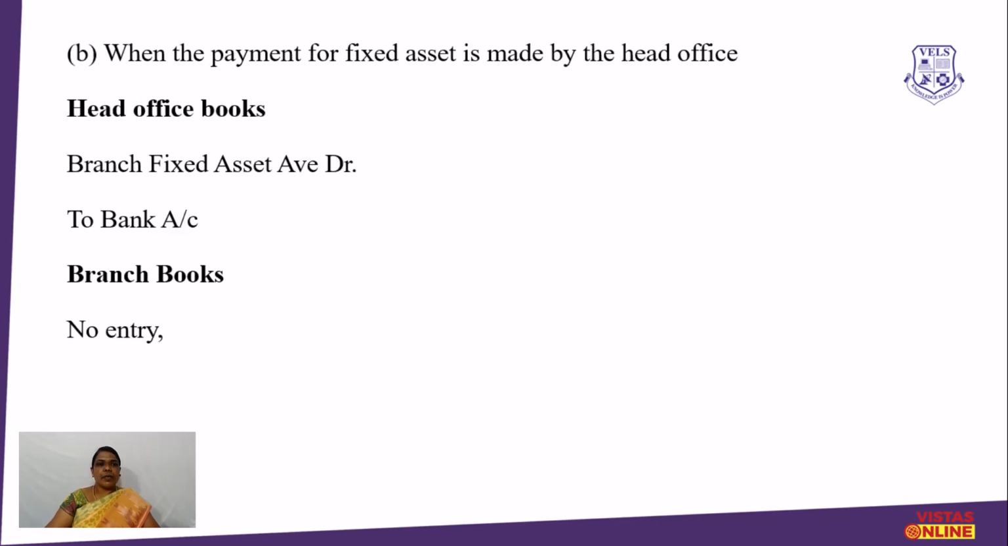Then, when the payment for fixed asset is made by the head office, the journal entry in the books of head office is branch fixed asset account debtor to bank account. In the branch books, there is no journal entry.